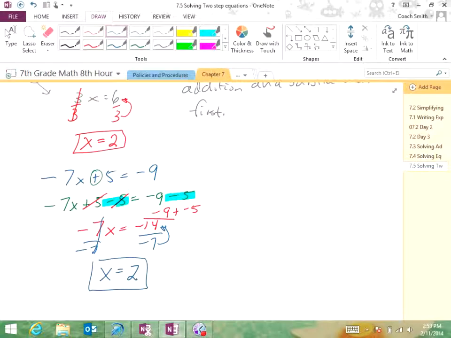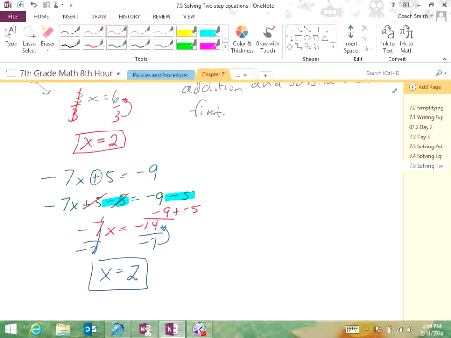If the coefficient doesn't cancel, then you've done something wrong. It'll always end up where the two cancel each other out if you've done it right. So, for example, if that would have been negative 8x, then we divide by negative 8. If it's 9x, we divide by 9. Okay, it's whatever is in front of the variable, that's what you divide by, because that's the inverse.